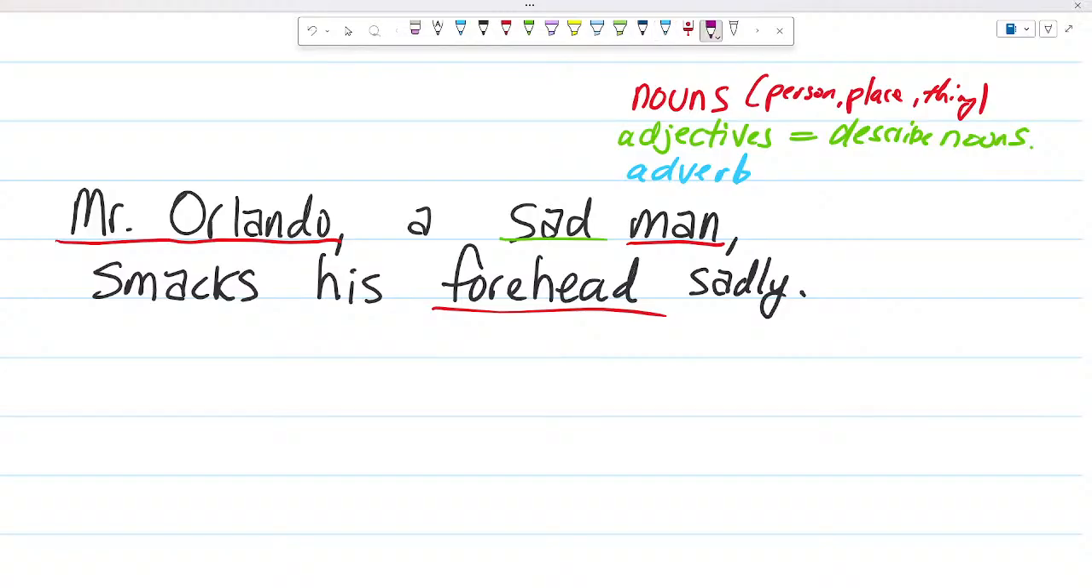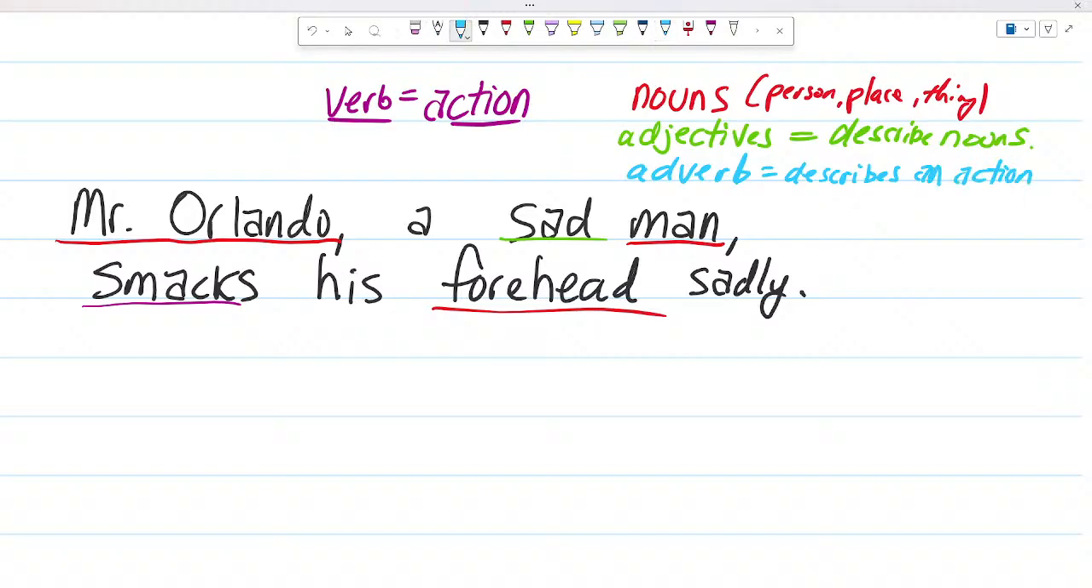To know what an adverb is, first we need to know what a verb is. What's a verb? It's an action. So, smacks. There you go. So now an adverb, if an adjective describes the noun, an adverb describes a verb. It describes an action. So, sadly isn't an action, but sadly describes the action of smacking my forehead.